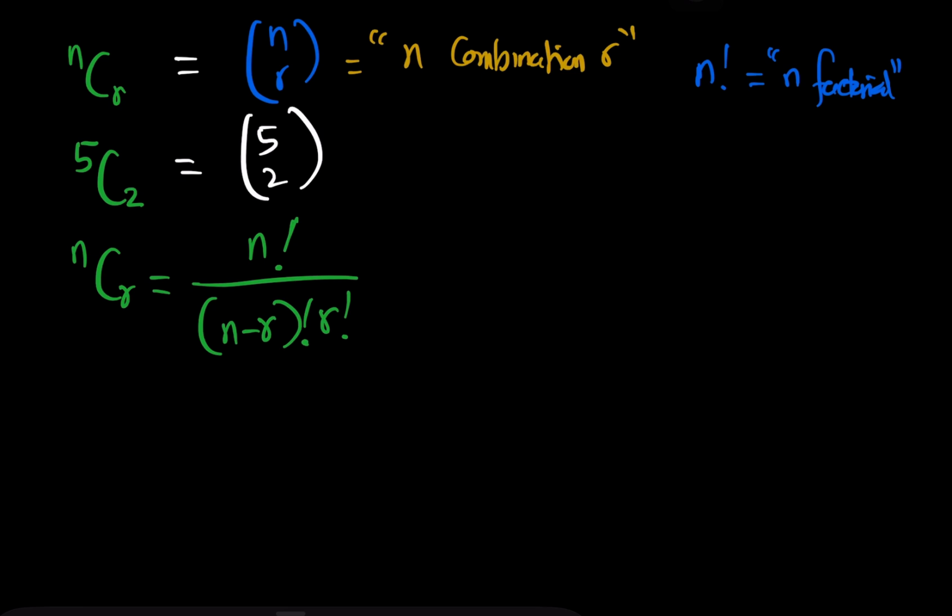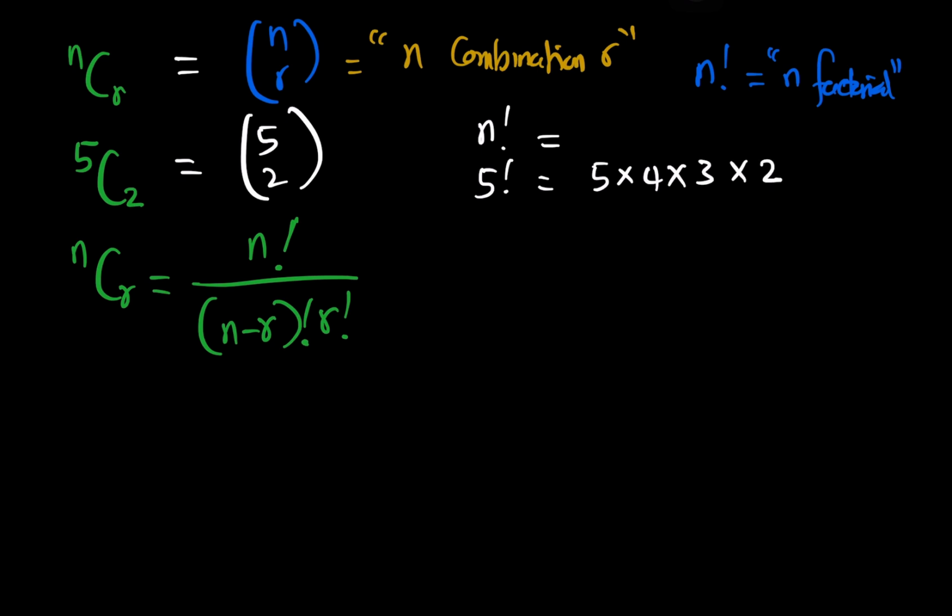When you say n factorial, it means something. So let's say for example 5 factorial. It means 5 times 4 times 3 times 2 times 1. That's what it means. So the top part here is n factorial. We keep subtracting 1 from it.